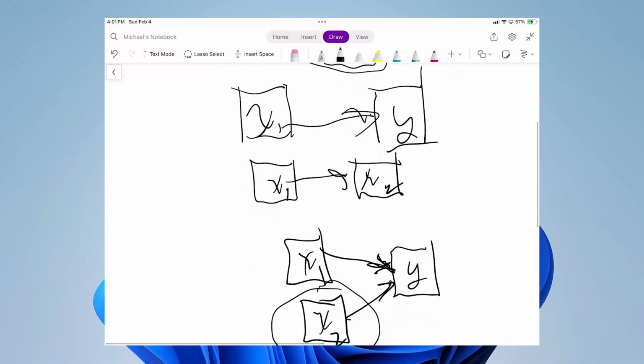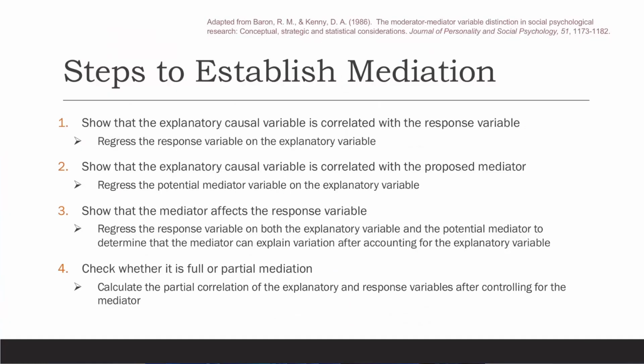So that's the third step: to show that the mediator affects the response variable by regressing the response variable on both the explanatory variable and the potential mediator. And then the final step is to check whether this is full or partial mediation. We do that by calculating the partial correlation of the explanatory and response variables after controlling for the mediator.